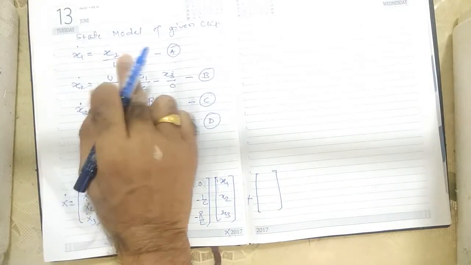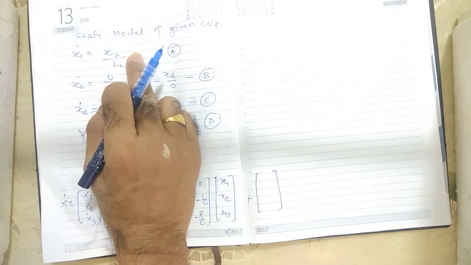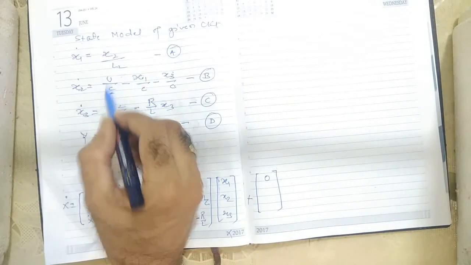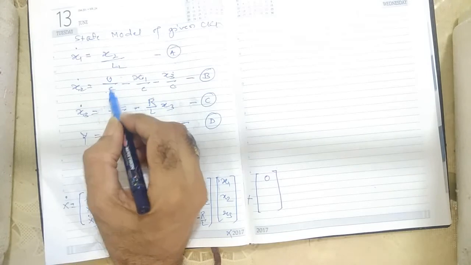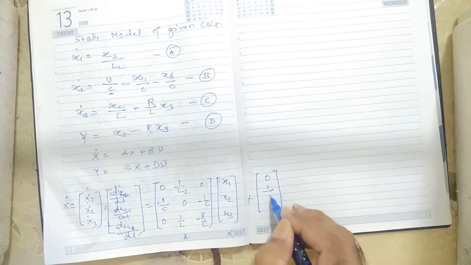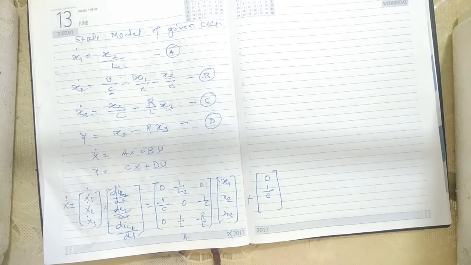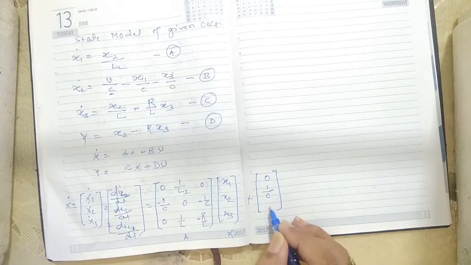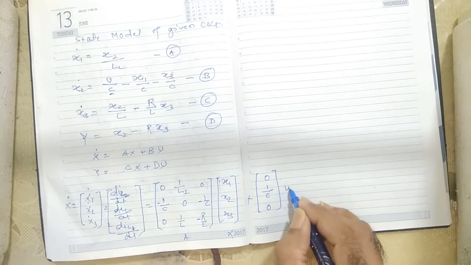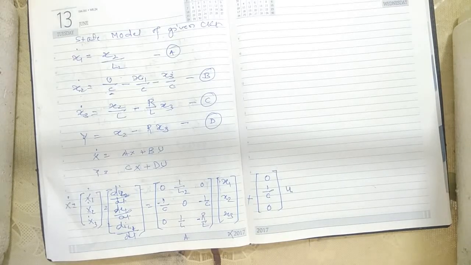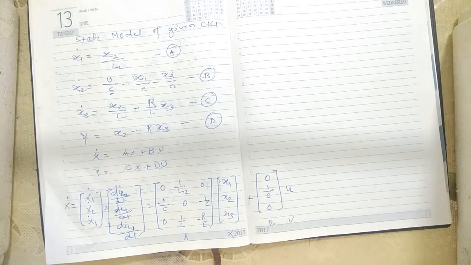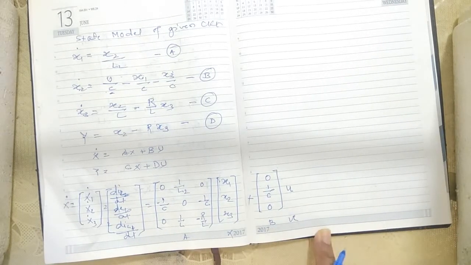In this equation, is there any term of u? No. So we will put here 0. In this equation, is there any term of u? Yes, it is u divided by C. So what is the coefficient of u? That is 1 by C. In the x3 dot equation, is there any term of u? No term is there. So we will put here 0 and multiply this by u. So this is our A x, this is B, and this is u. So this is Ax plus Bu.